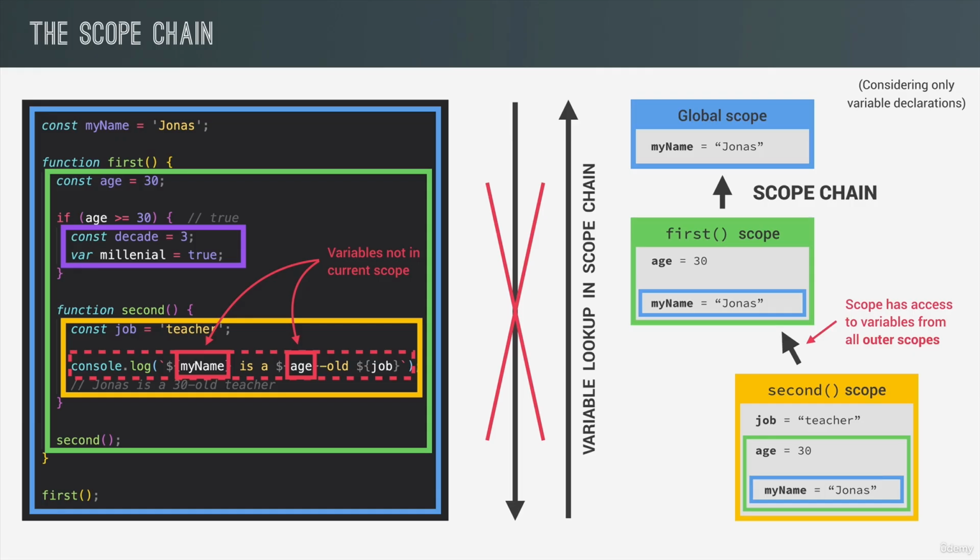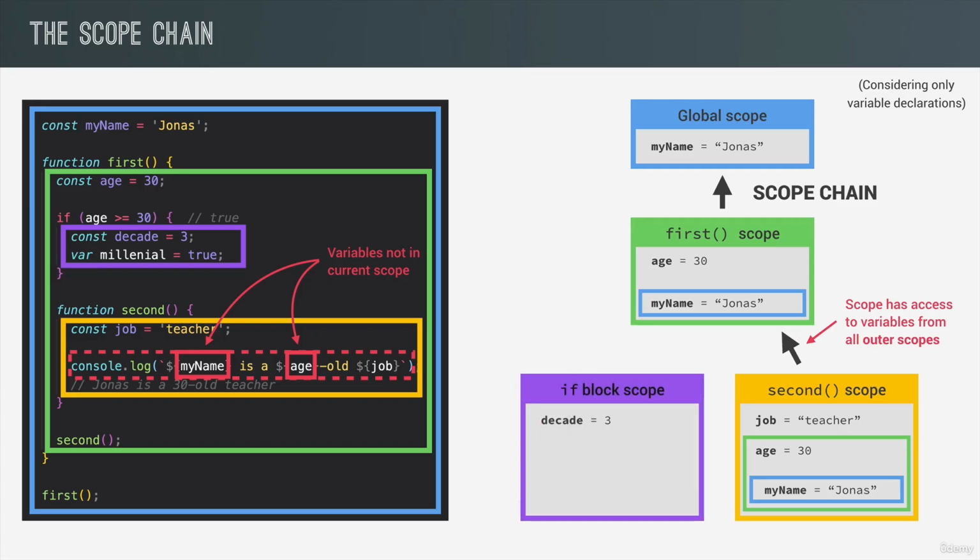Remember that starting with ES6, not only functions create scopes, but also blocks. However, these scopes only work for the ES6 variable types, so for let and const variables. That's why the only variable that's in this scope is the decade variable. The millennial variable isn't declared with const or let, and therefore it is not scoped to just this block. Instead, the millennial variable is actually part of the first function scope.